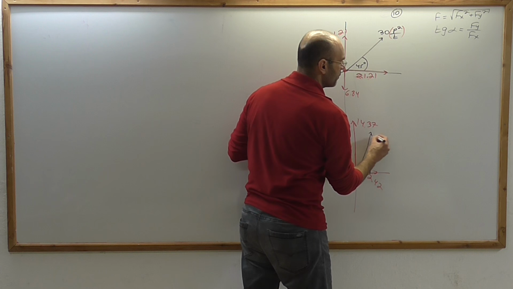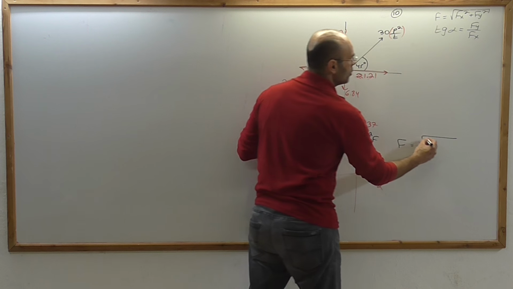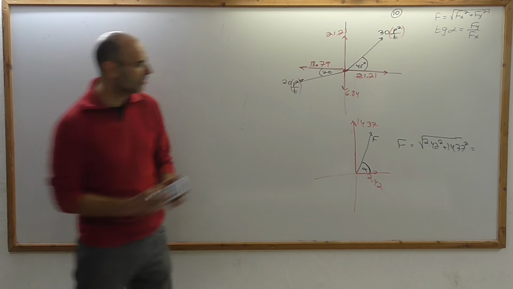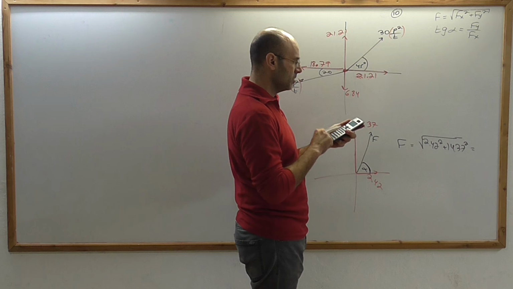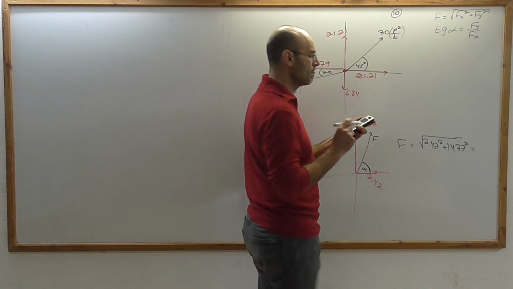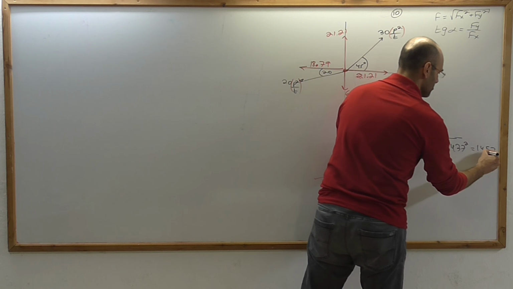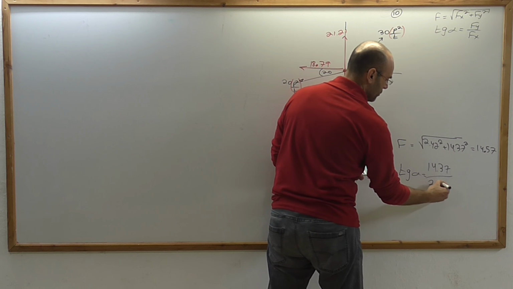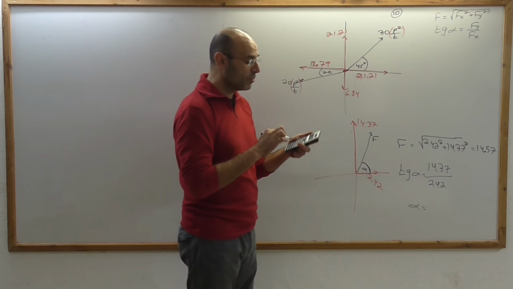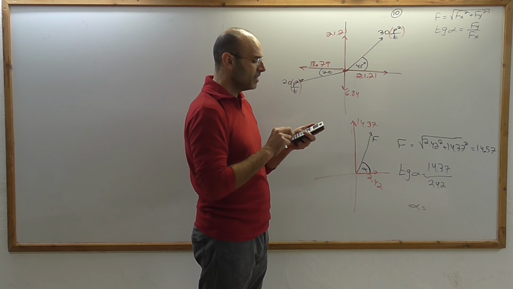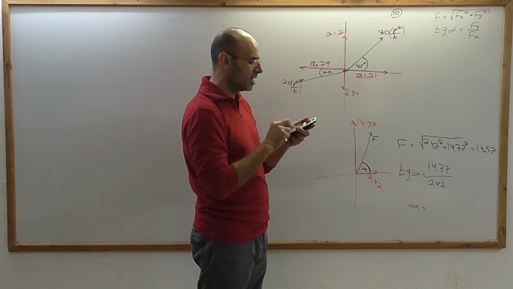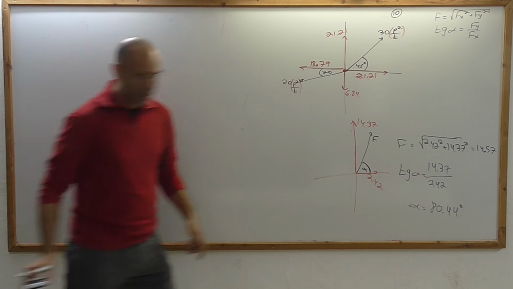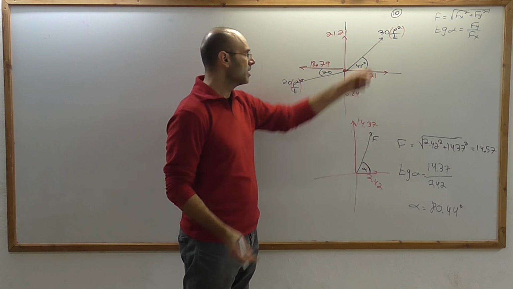Something to think about. So the F will be the square root of 2.42 squared plus 14.37 squared, which is 14.57. And tangent alpha will always be the y over the x, 14.37 over 2.42. Let's see if it's more than 45 degrees. So it's 14.37 divided by 2.42, shift tangent, much more: 80.44 degrees. So this force, the resultant force, is instead of these two.